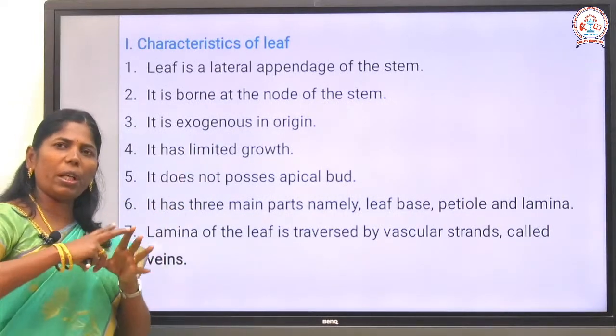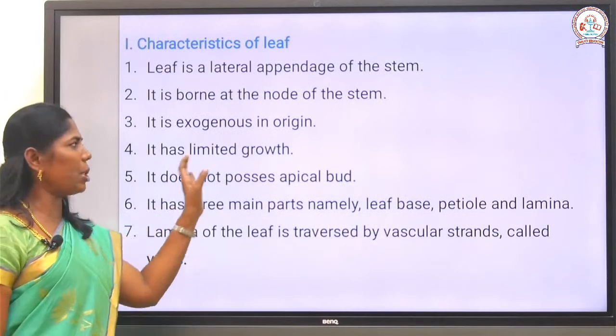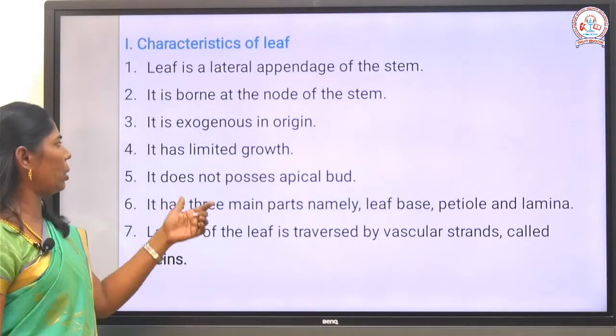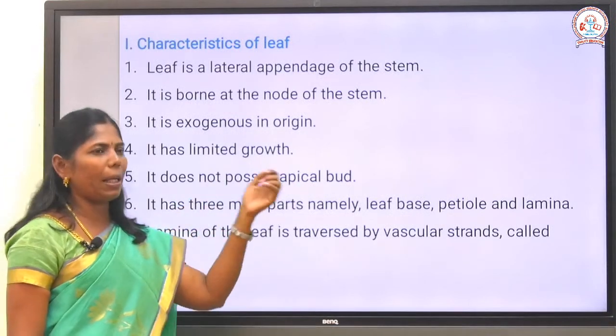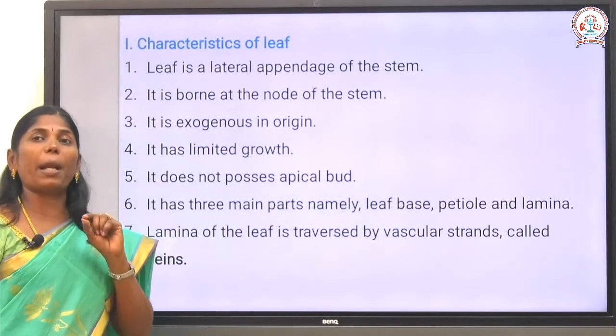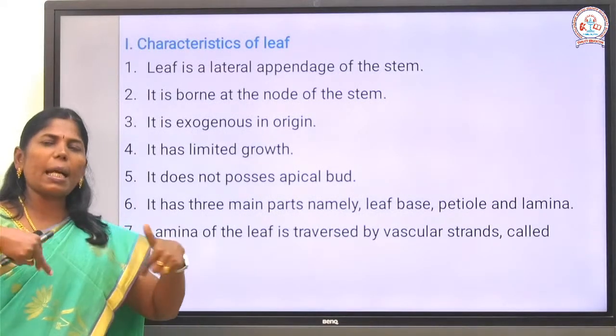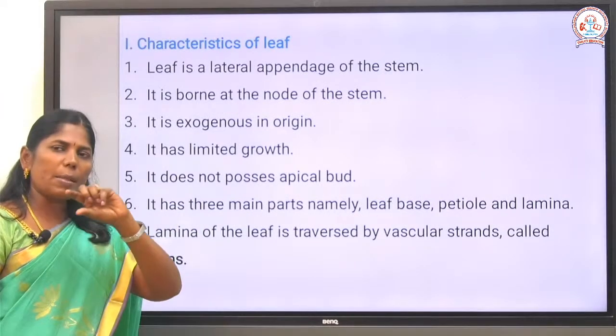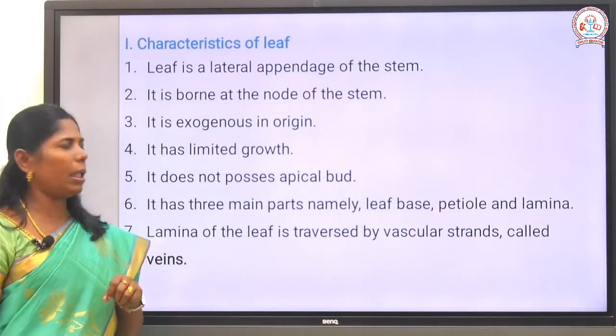So idu vandu continue ah nariya growth agiradhu kedaiyadhu, limited growth ah, or leaf na leaf oda structure evlo irukumo so avlo dhaan adu vandu growth aagum. It does not possess an apical bud, leaf la irundhu apical bud varadhu, but a marginal bud is there, that is in the Bryophyllum, okay. Bryophyllum side la nama paathom appadina margin bud irukum, okay. So that is a small bud arising on that margin in the Bryophyllum.